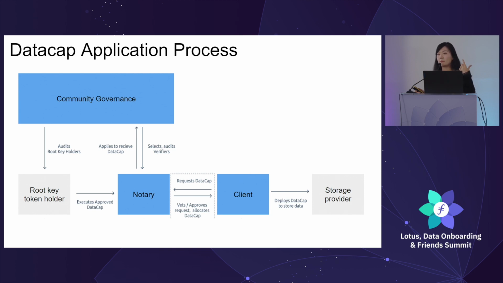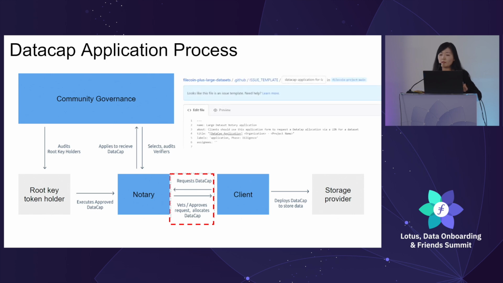So right now, as a client, in order to request Datacap, everything happens in GitHub. Once you fill out the 16 questions asked on GitHub, it will be passed around to notaries, and then you will eventually get Datacap if it meets the threshold or the qualification. But as you can see here, the process is pretty painful. As a client, you basically work in GitHub Markdown to write paragraphs for each question.